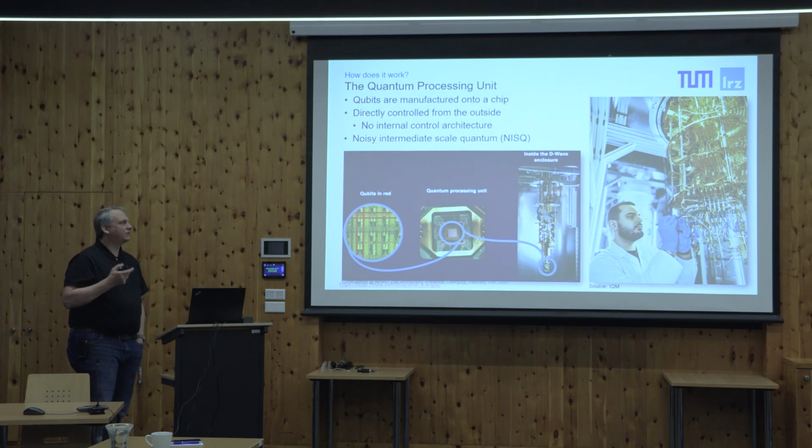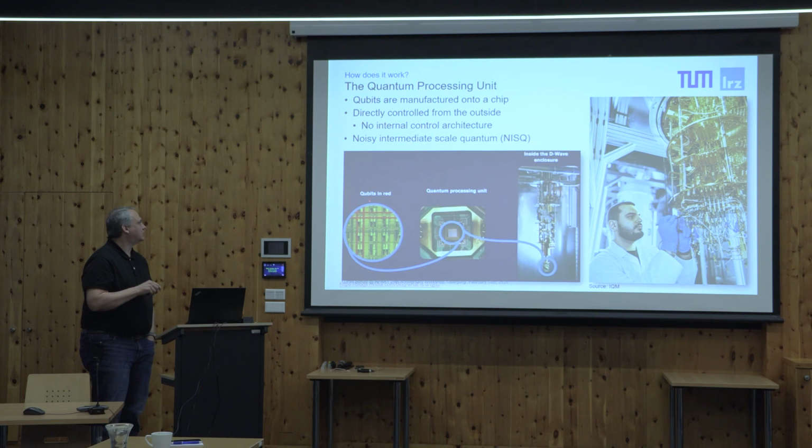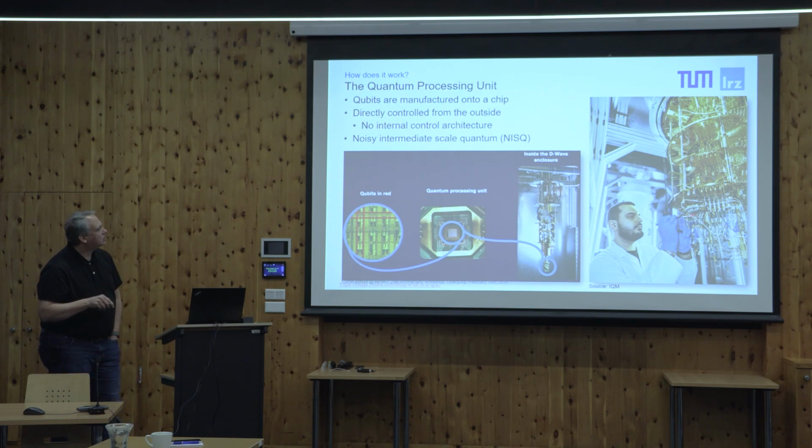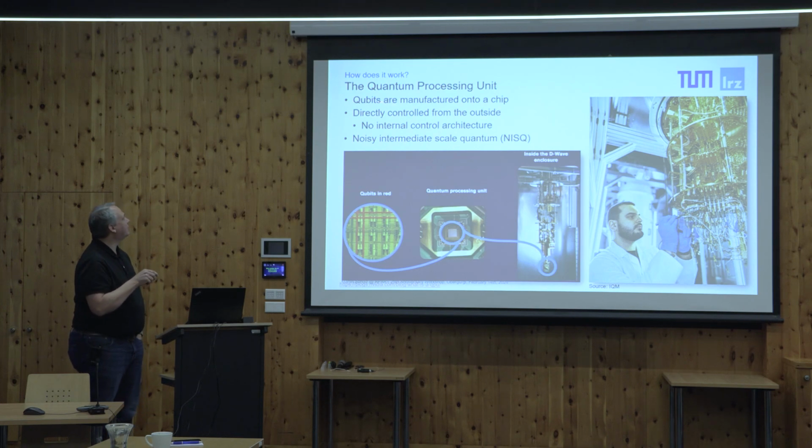But the system is very similar in the sense that you have this chandelier here, a little bit smaller. You have the chip down here. The chip looks very much like a semiconductor chip, slightly different technology, but they have the same basic type of fab lines. And you actually produce these superconducting qubits on these kinds of chips. The chip hangs down here, and you can connect it. You control everything from the outside through these microwaves coming in. So there's actually no internal control architecture.